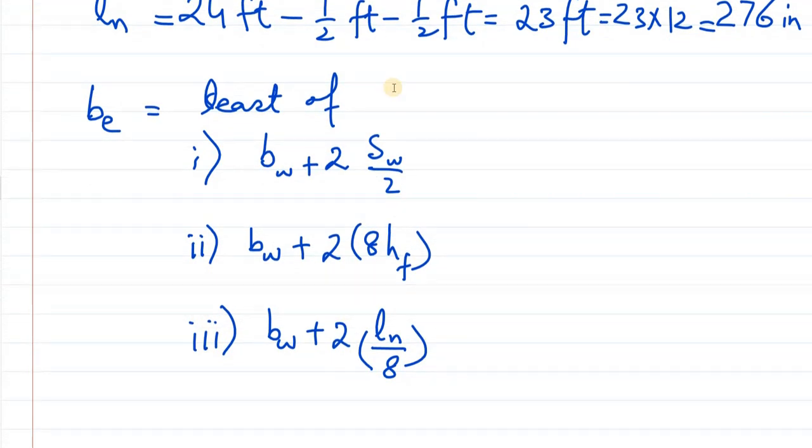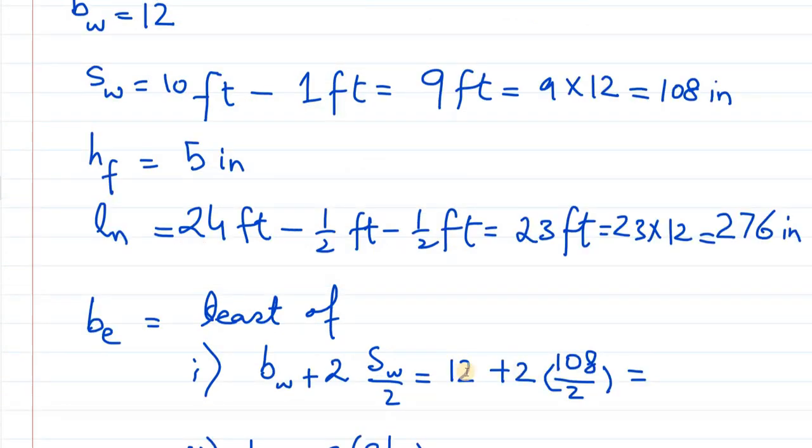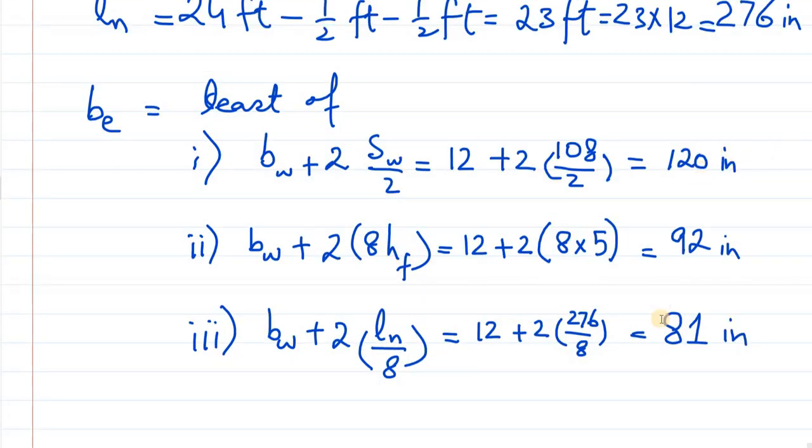Alright, so let's put in the values. BW is 12, 2 times SW is 108, and so on. After putting in the values we have calculated 128, 92, and 81. The least answer over here is 81 inch, so this controls. So BE will be taken as 81 inch.